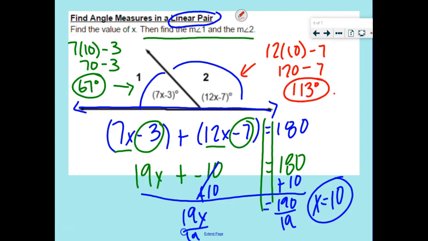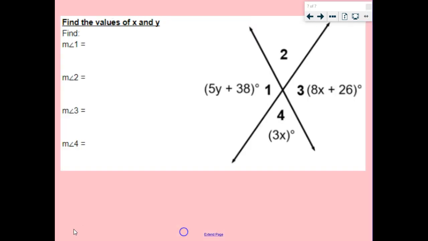Check, make sure it is 113 plus 67, 180. Yes, it is. They need to be 180 because it is a linear pair.